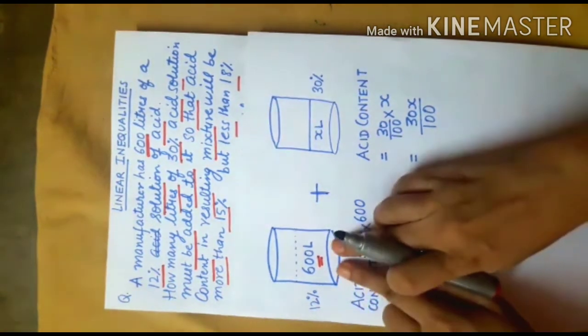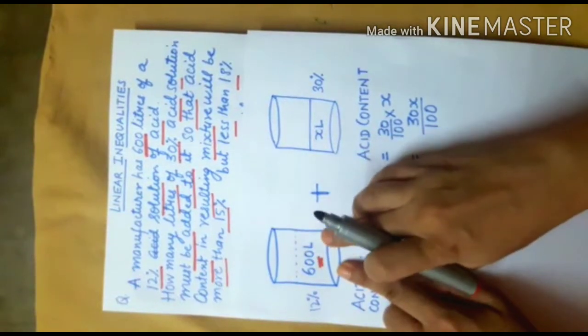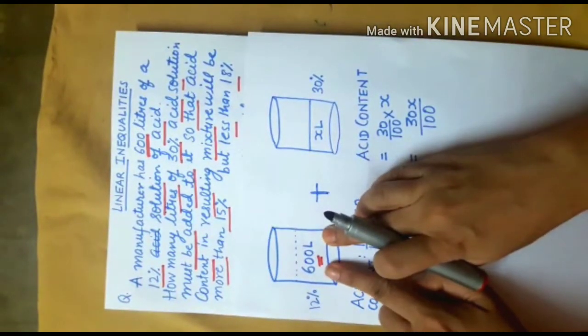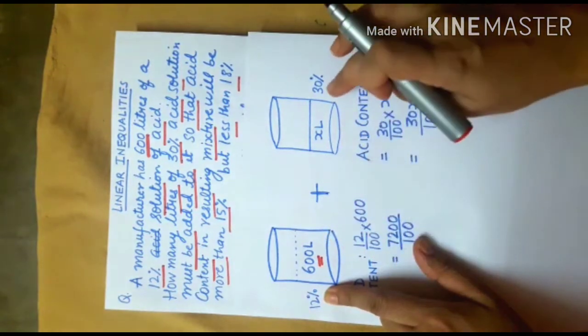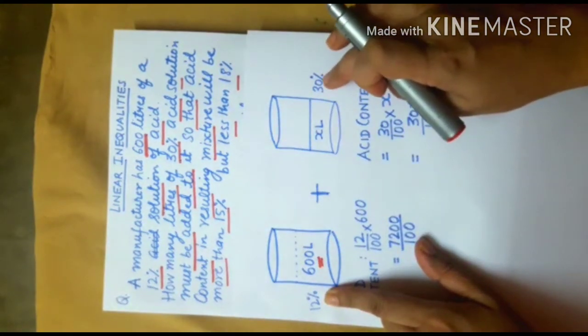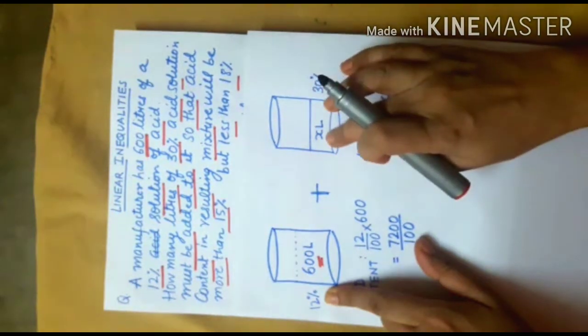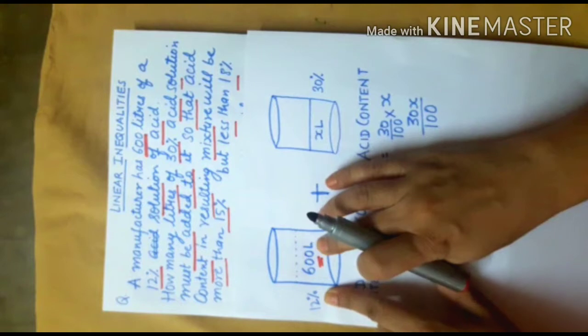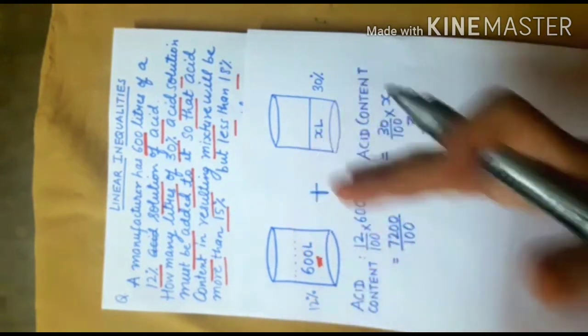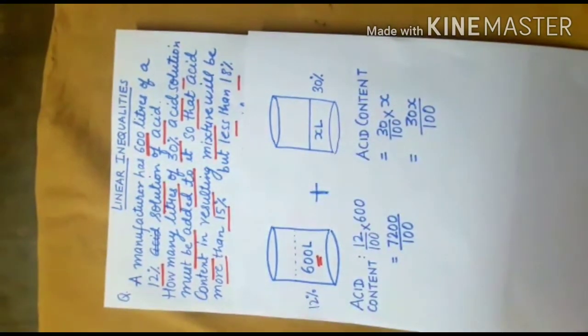Originally the concentration of acid is 12%. How much of the 30% concentration solution should be added to it so that in the resulting mixture the percentage of the acid is more than 15% and less than 18%.